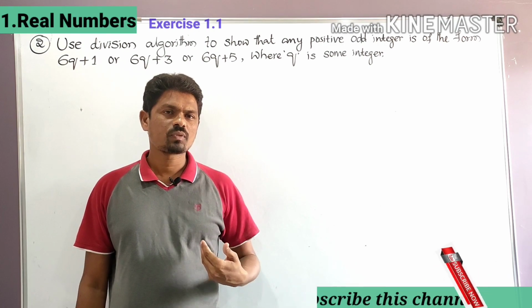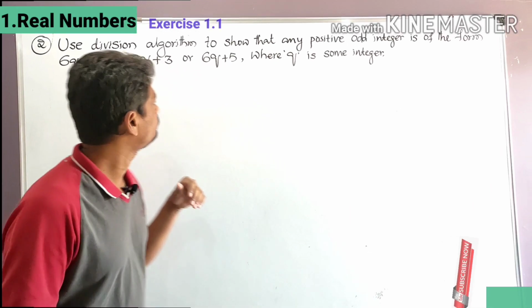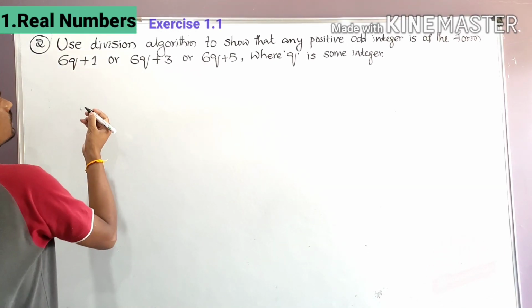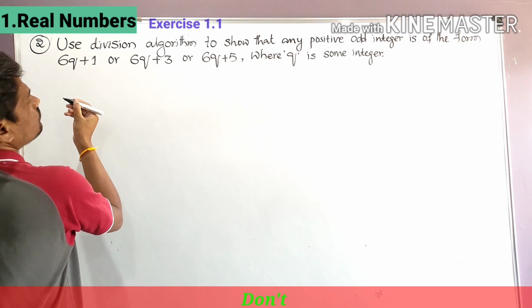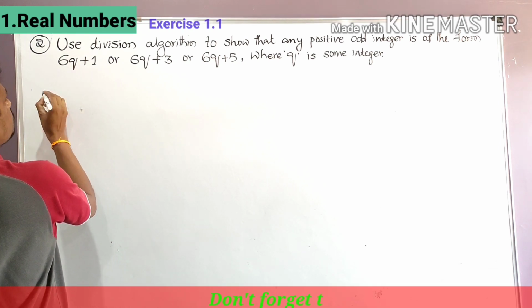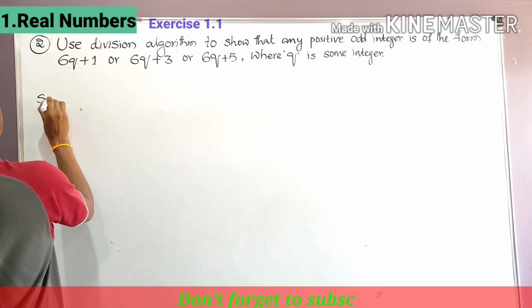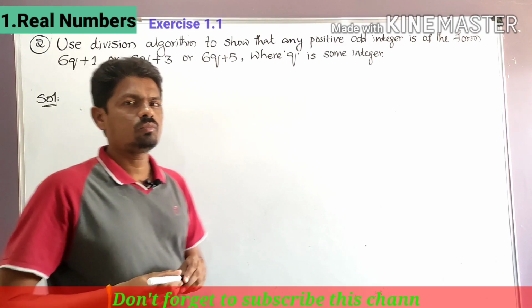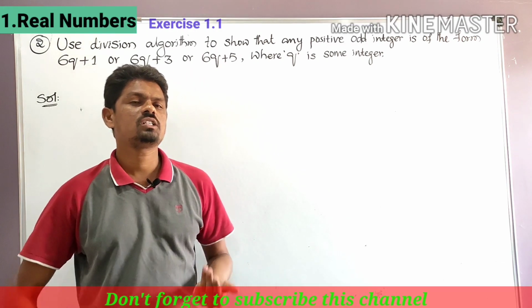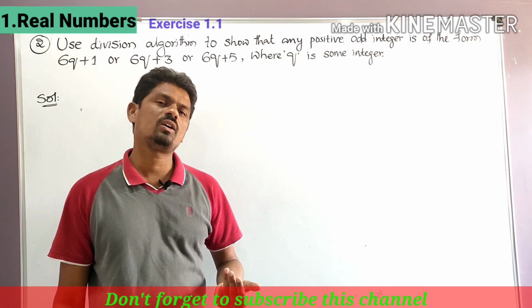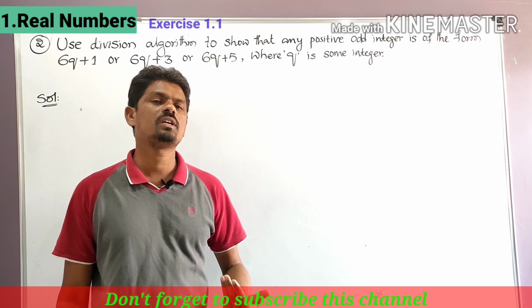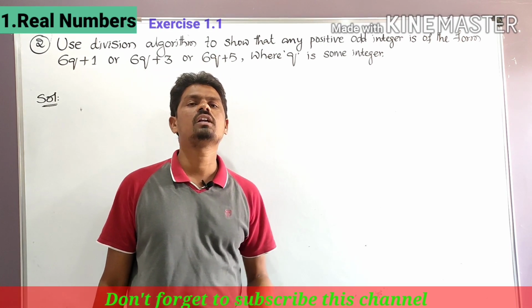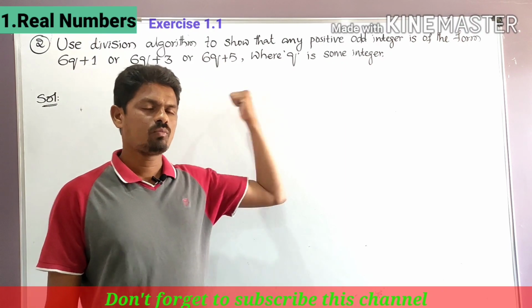So student, now we have to solve. See here. Use division algorithm to show that any positive odd integer is of the form 6q plus 1 or 6q plus 3 or 6q plus 5, where q is some integer. So see here, for any two positive integers a, b, there exist q and r such that a is equal to b into q plus r, 0 is less than or equal to r is less than b. So this is Euclid division lemma, student. Using that we have to prove it.